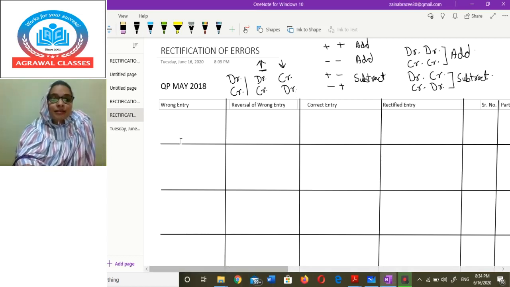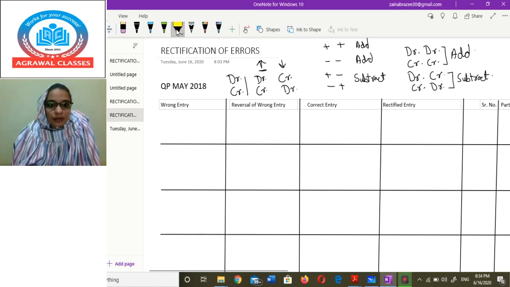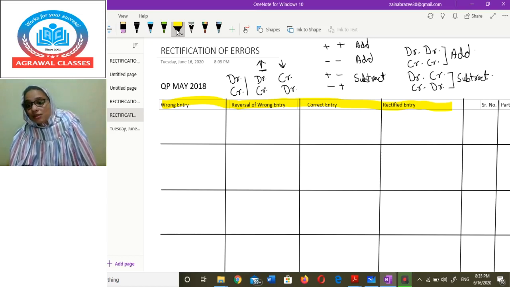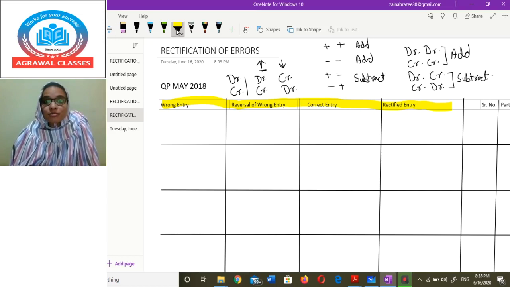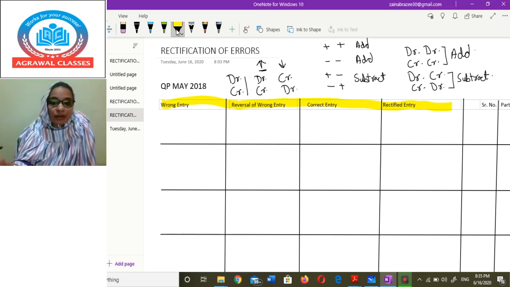What will happen? This part, my wrong entry, this part, wrong entry, reversal of wrong entry, correct entry and rectify. This entire thing which I've marked in yellow is my working note. My actual solution is on the right side. I'll come to it later. This is my working note where I'm just making the rough entries, and final entries will be, since we are rectifying the errors after preparation of final accounts, we need to have proper journal entry. So that entire journal entry format I've prepared, we'll come to it.